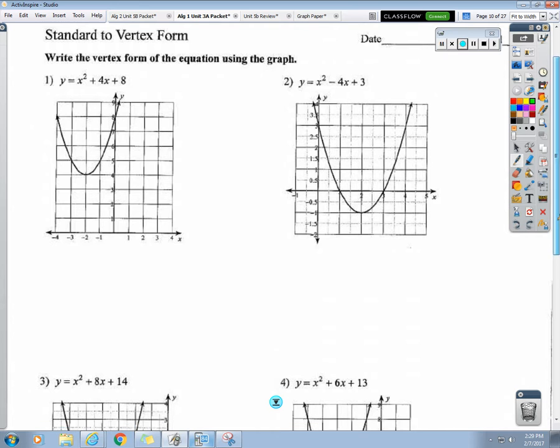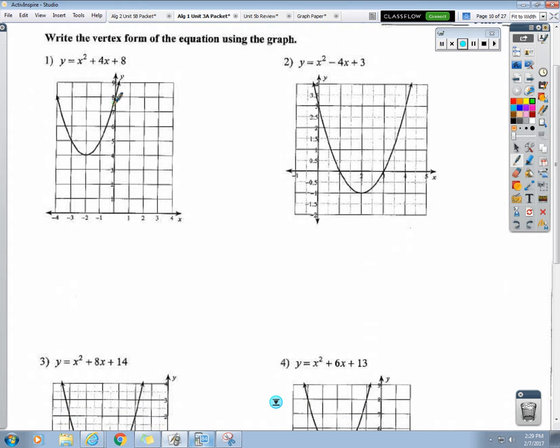Well, with a graph, this is simple when you have a graph. Y equals, to get to this vertex, didn't we have to leave the origin and go left 2? And then didn't we have to go up 4? So doesn't that place the vertex at negative 2, positive 4?